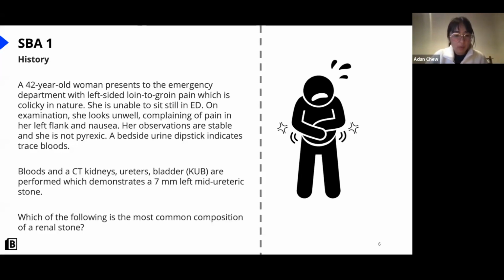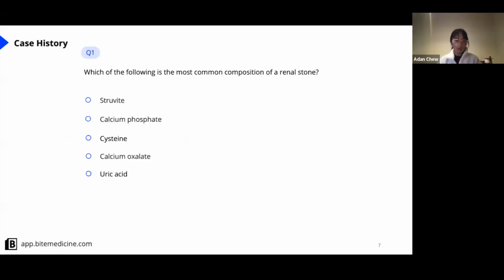So, which of the following is the most common composition of a renal stone? Would it be struvite, calcium phosphate, cysteine, calcium oxalate, or uric acid? Just going to give you guys a couple minutes to think about the answer.